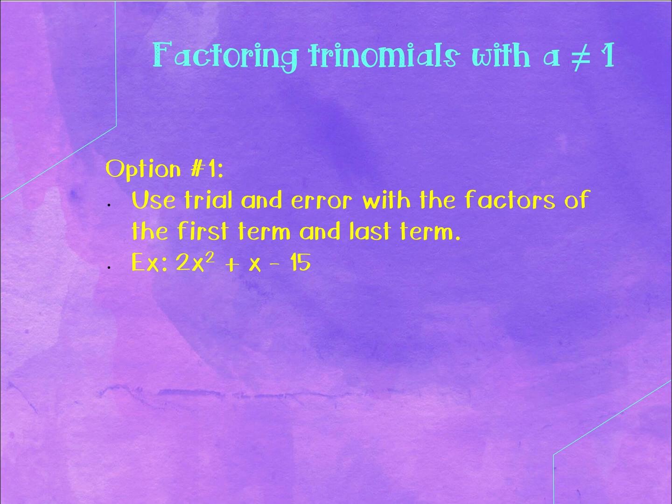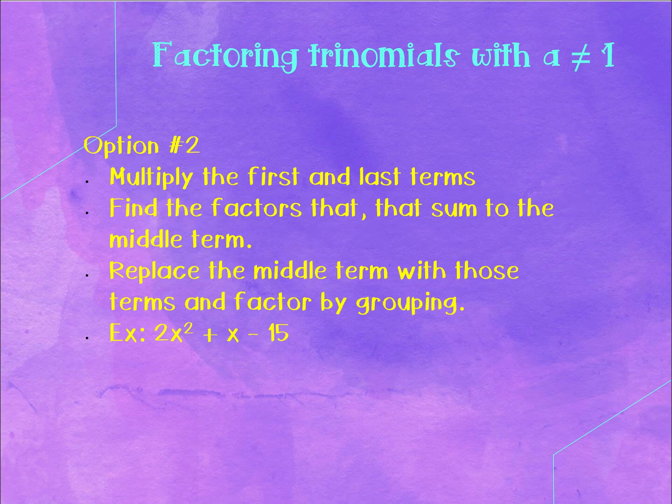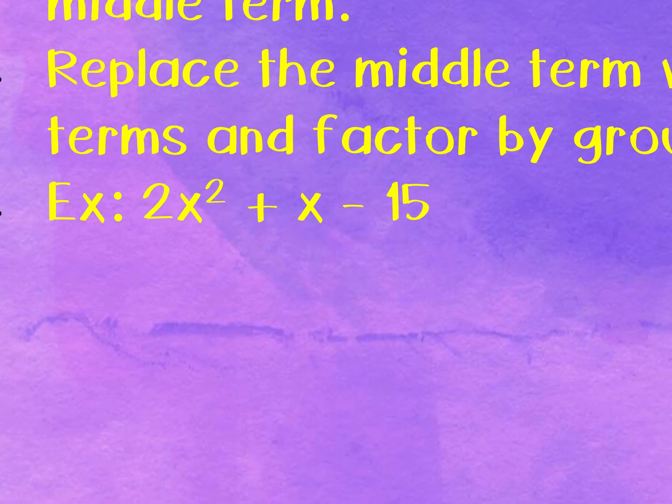All right, there's a couple different ways you can do it. You can use trial and error with the factors of the first term and the last term. You can multiply the first and the last terms, find the factors that sum to the middle term, replace the middle term with these and factor by grouping. You can do that. That's probably how some of you were taught. Now, again, if you were taught a certain way that you like, go for it. If you like the way I do it, then follow along.